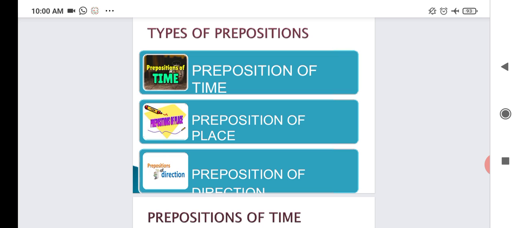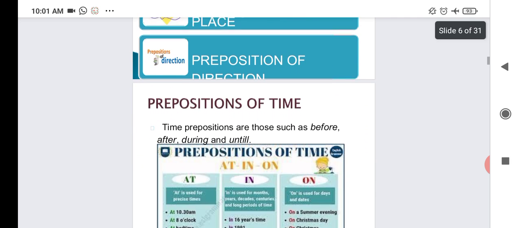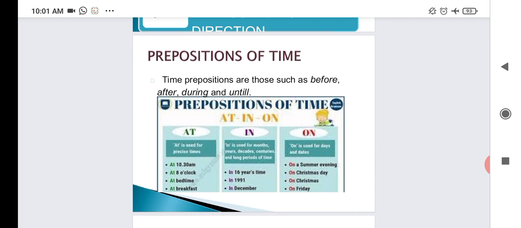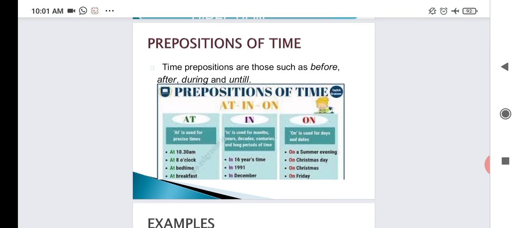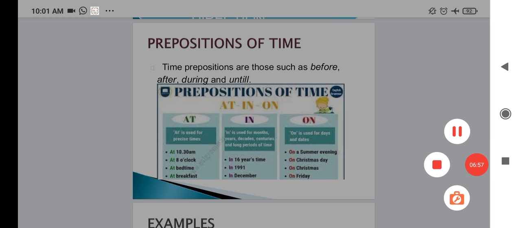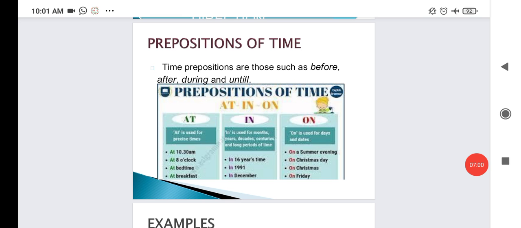Number 1, prepositions of time. Number 2, prepositions of place. And number 3, prepositions of direction. Prepositions are, again I tell you, divided into 3 types. Let us start first to know about prepositions of time. Time prepositions are those such as before, after, during, and until.